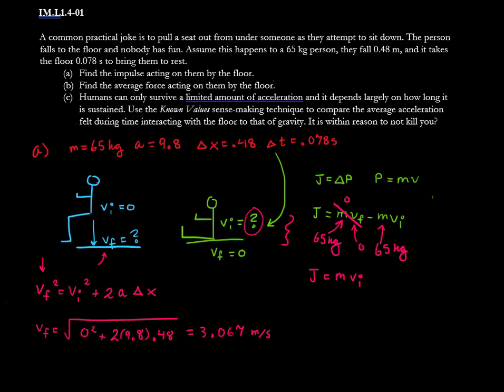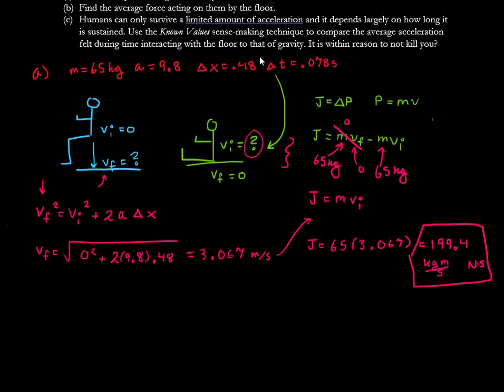And after that, we can just plug that into here. So J equals 65 times 3.067. That comes out to 199.4. And since that is change in momentum, that's going to be in kilogram meters per second, or also Newton seconds. They're the same thing. After you get that answer, part B is pretty simple. Square it here.